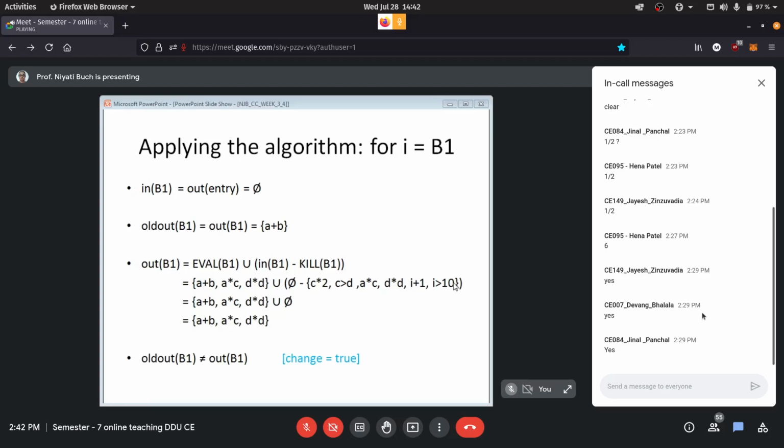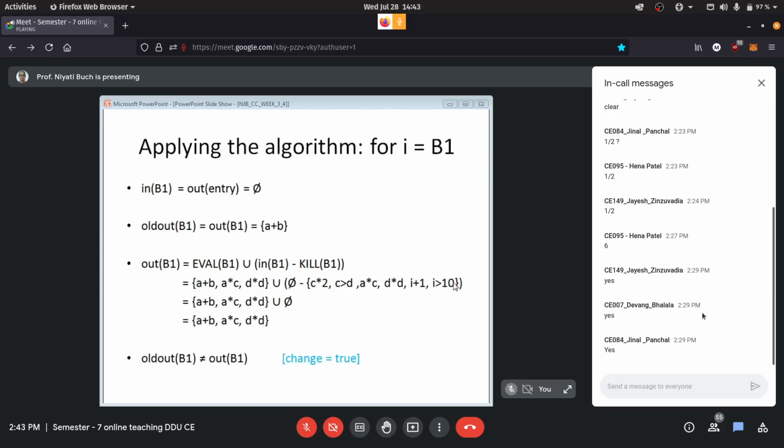Now what we have to do is apply the equation for out of B1. Now we are computing it using the iterative algorithm. So what it says: eval of B1 union in set of B1 minus kill of B1. I have given the entire set representation over here. And finally what we get is out of B1 having three elements: A plus B, A into C, and D into D.